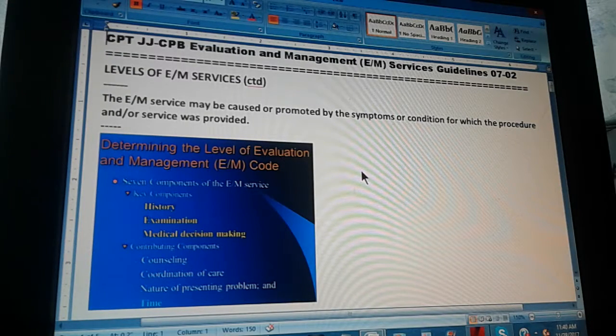CPT JJ-CPV Evaluation and Management E&M Services Guidelines. This is page 7, right? Part 2. Levels of E&M services continue, and the text reads like this. The E&M service may be caused or promoted by the symptoms or condition for which the procedure and/or service was provided. All right. So after a procedure is done on a patient, then there might be like a follow-up for an E&M service. That's all they're saying.